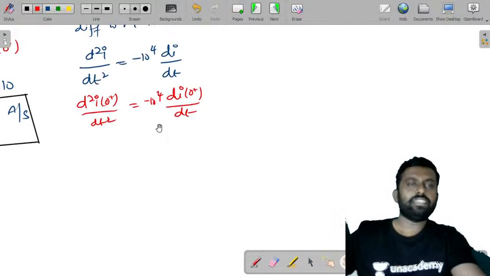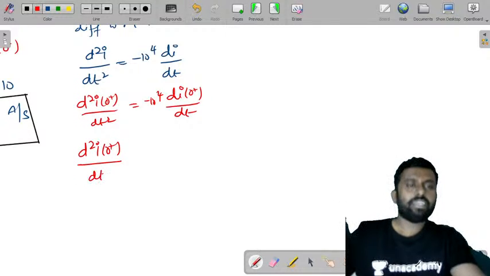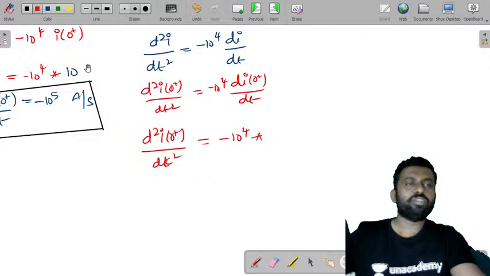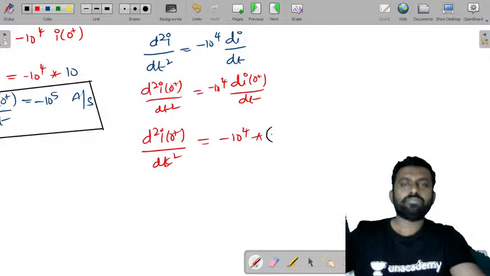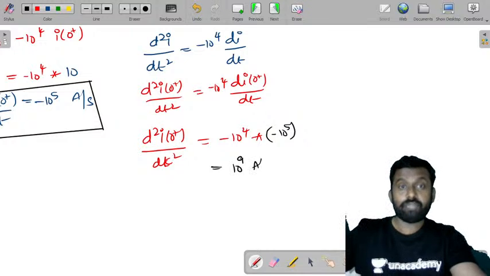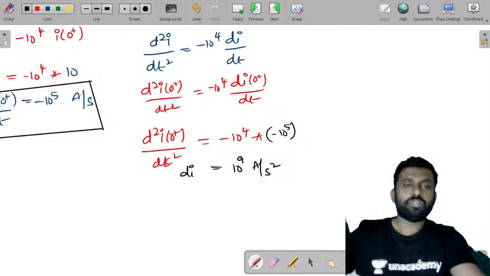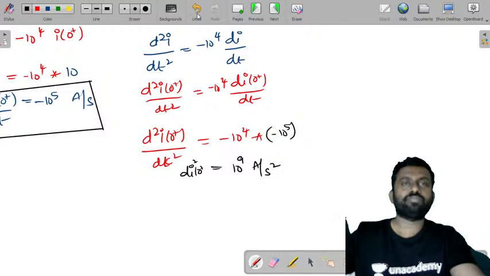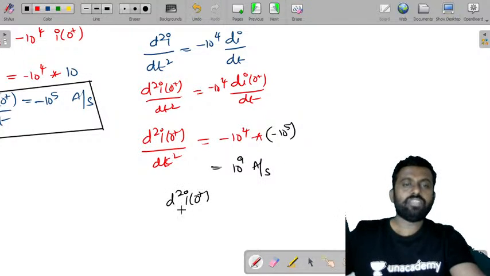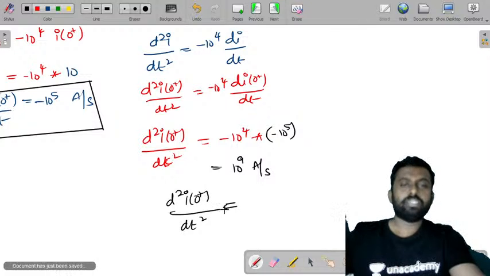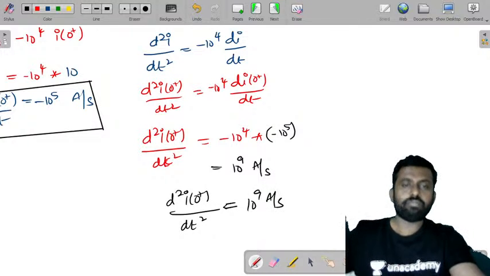So if you just try to write this, what you'll get? d square I of 0 plus by dt square is equal to minus 10 power 4 into, what is the value of di of 0 plus by dt? If you can see, this is minus 10 power 5. So minus into minus is plus, 10 power 9 ampere per second square. So d square I of 0 plus by dt square is equal to 10 power 9 ampere per second square.